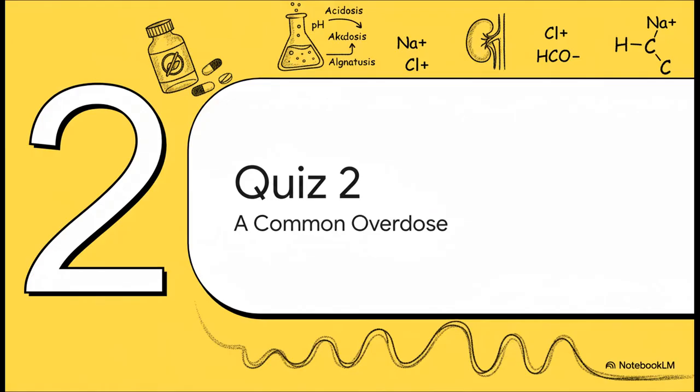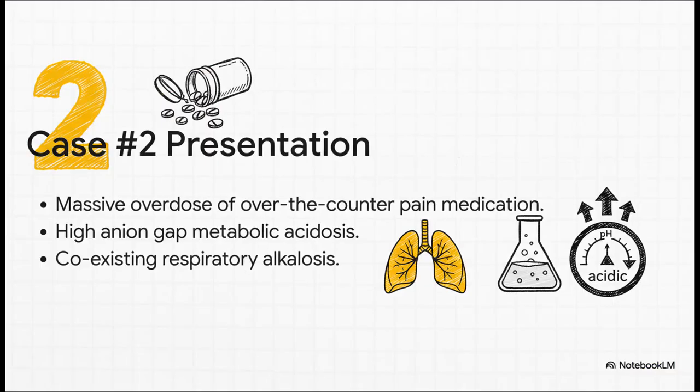Awesome. Let's move on to our second case. This one involves one of the most common medications on the planet, and it presents with a really distinct, almost paradoxical acid-base signature. Okay, all the clues are right here. We've got a massive overdose. We have our high anion gap metabolic acidosis, but look at the other findings. Ketones are negative, so that kind of pushes diabetic ketoacidosis down the list.